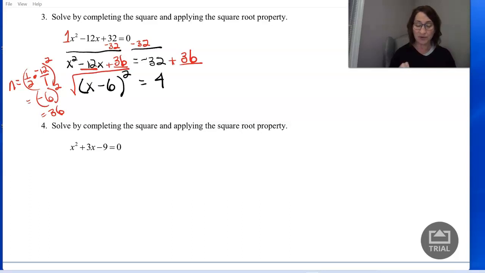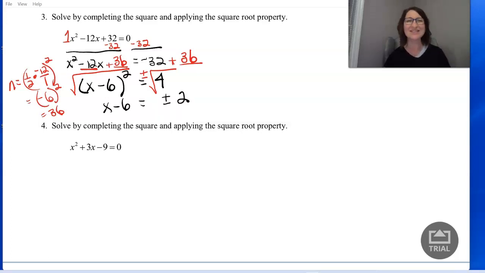So I'm going to take the square root of the left, the square root of the right, looking for both my positive and negative roots. So on the left, I can just shake out that radicand. X minus 6 equals plus or minus 2, because the square root of 4 is 2. So now I've got, let me just bring that over, x equals, I'm going to add 6 to both sides. So x is equal to 6 plus or minus 2.